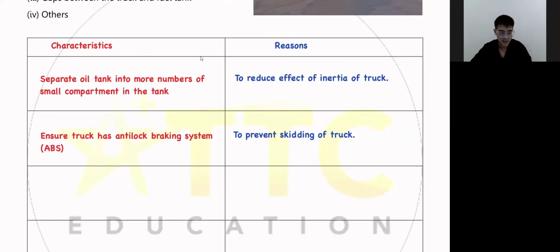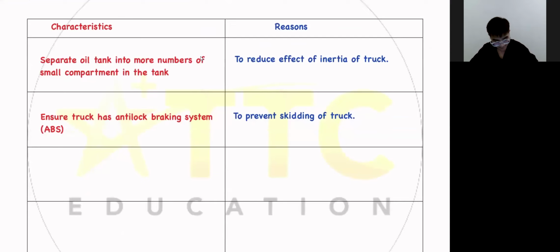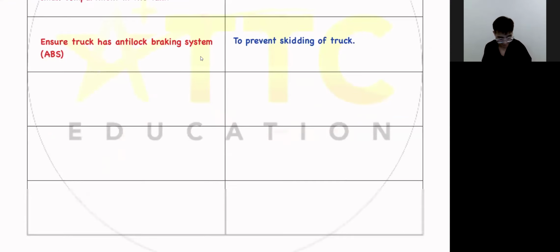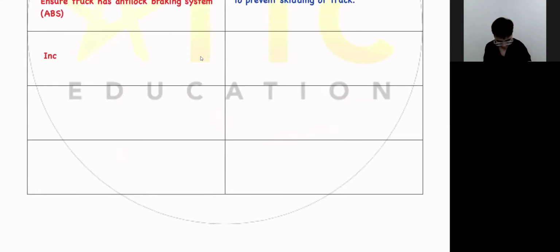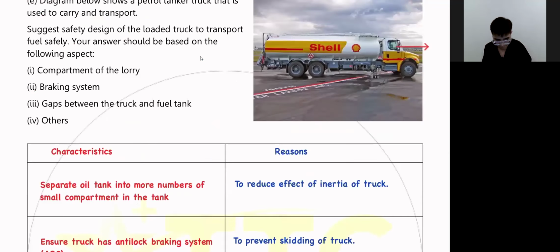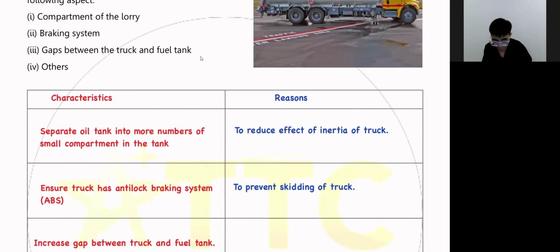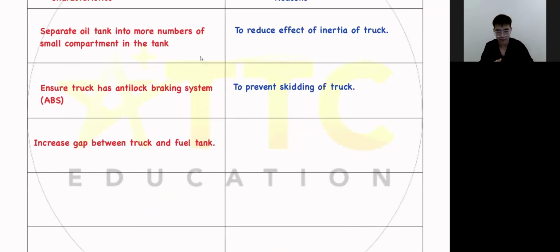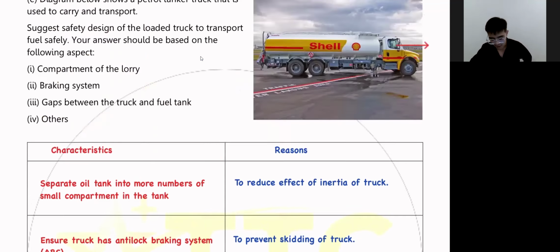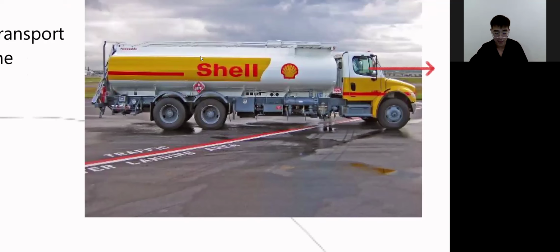Further gap. Increase the gap. Increase the gap between the truck and the oil tank. Did they use the word oil tank? No, they use the word fuel tank. Just follow the question. Fuel tank. So increase the gap between the truck and the fuel tank. And why? Because the greater the distance, the harder it is for the fuel tank to collide with the truck. Like I said, when the truck moves forward, the fuel tank and also the fuel inside the tank will also move forward together.